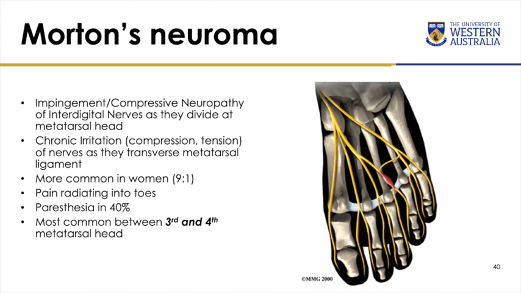Morton's neuroma is another common presentation. It is a compressive neuropathy of the interdigital nerves as they divide at the metatarsal head. Chronic irritation of the nerves as they transverse the metatarsal ligament. It is much more common in women, 9-1. May present with pain radiating into the toes. Paresthesia is present in 40%, and it is most commonly found between the third and fourth metatarsal heads.